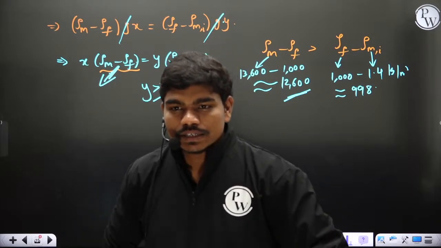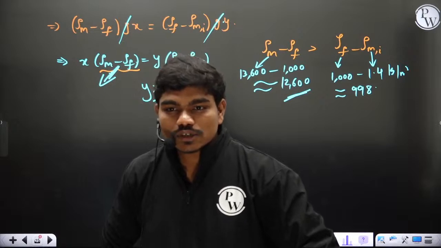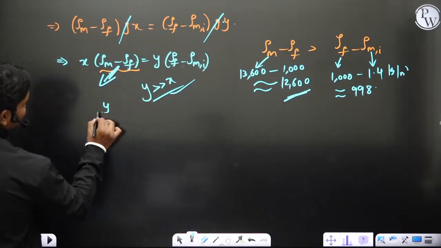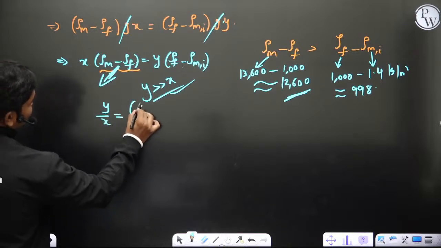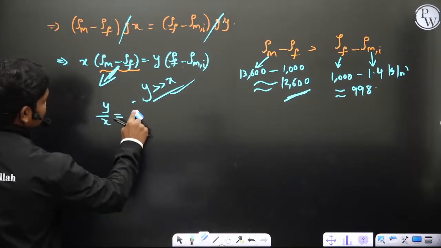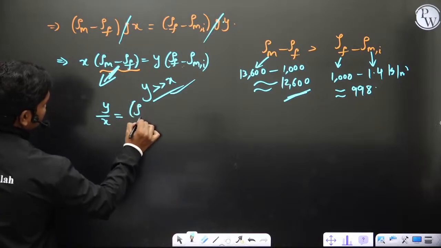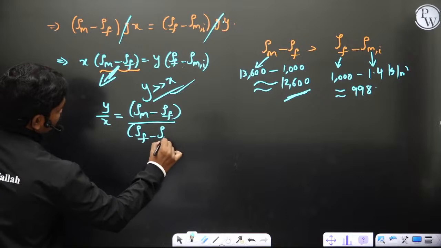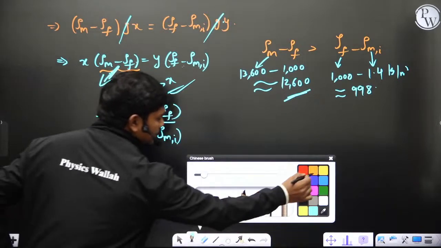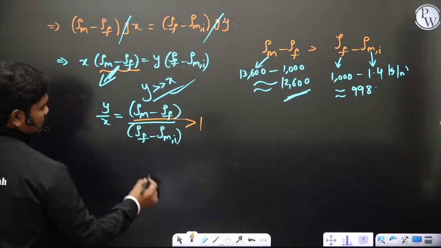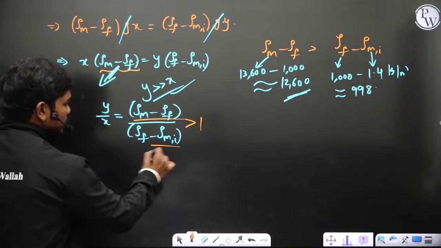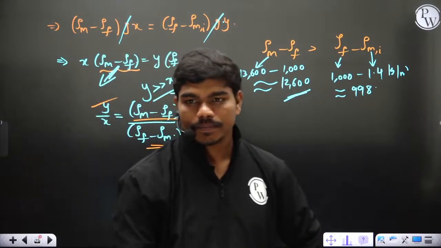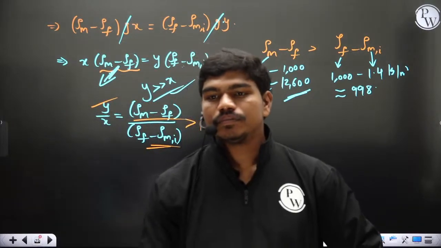Okay, so x will be greater, sir? No, see, I'll just tell you: y by x is equal to rho m minus rho f divided by rho f minus rho mi. If you see, this value is greater than 1, because this is 12,600 and this is only 900, or this is 1000, so this value is greater than 1, so y is greater than x. Clear?